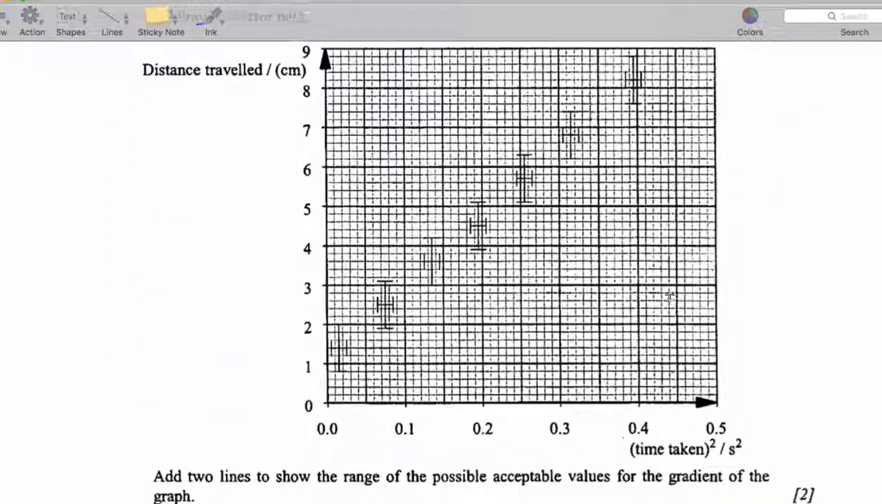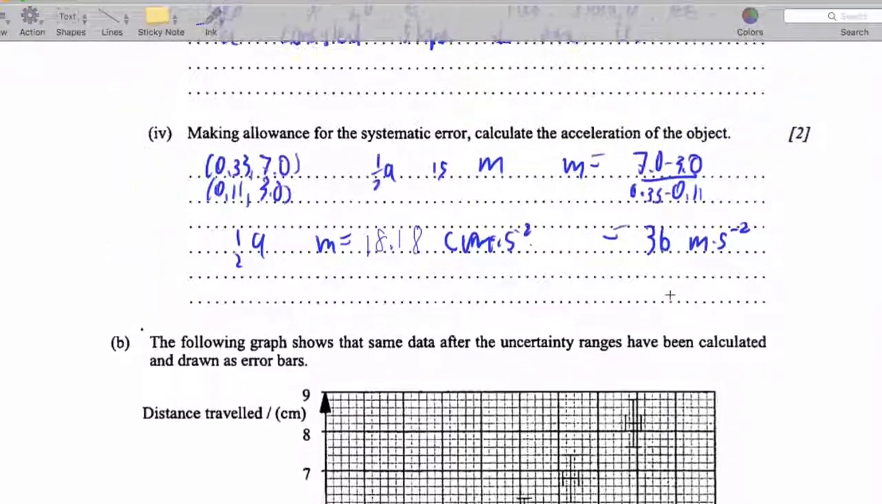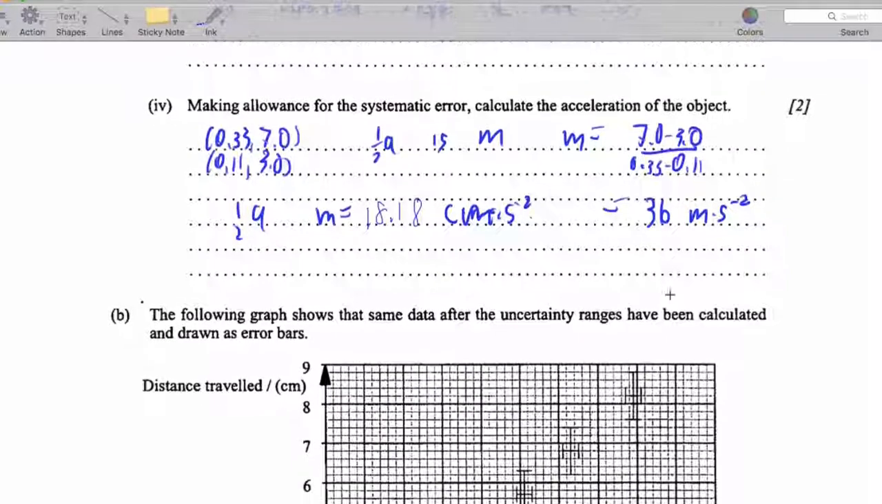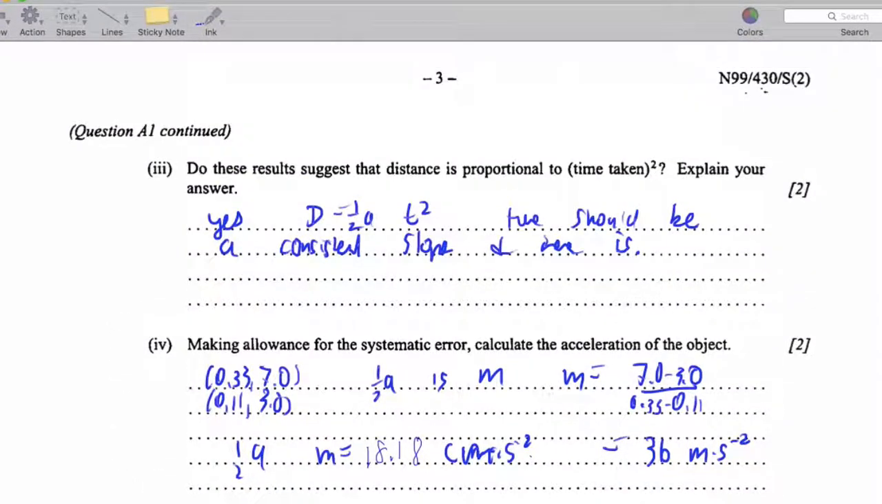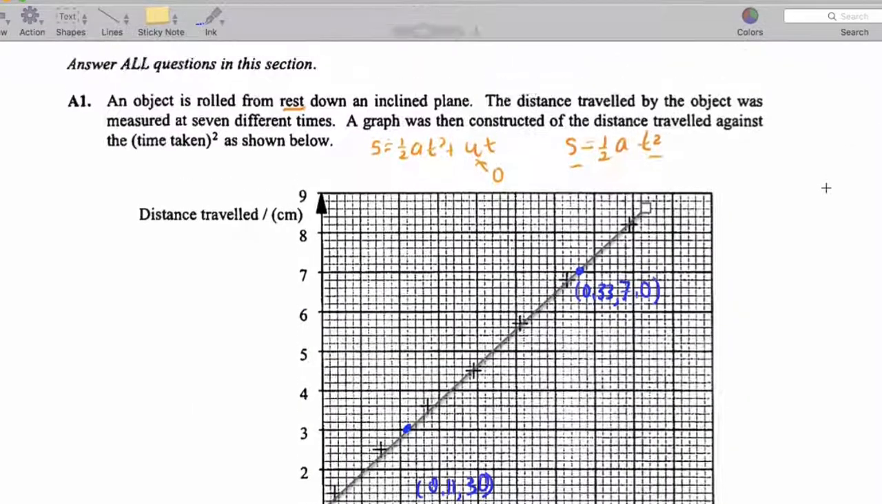And we're going to skip part B because they no longer do this one on the IB. So that is our rolling down the inclined plane problem.